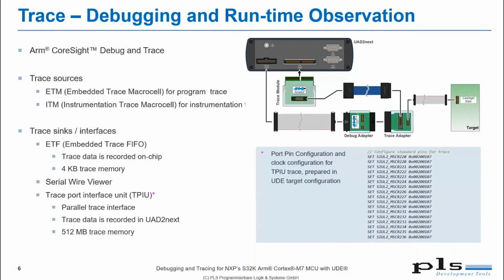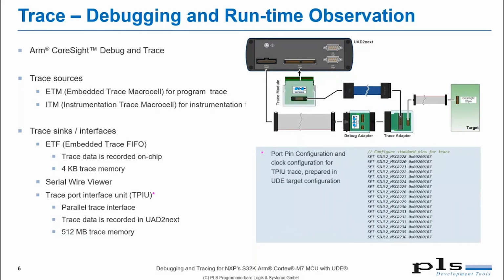So in the S32K, we have also the CoreSight subsystem for tracing. That means we have an embedded trace macro cell, the ETM, for program tracing. We have an instrumentation macro cell for instrumentation tracing here for each core. So instrumentation trace means that you do a kind of printf debugging.